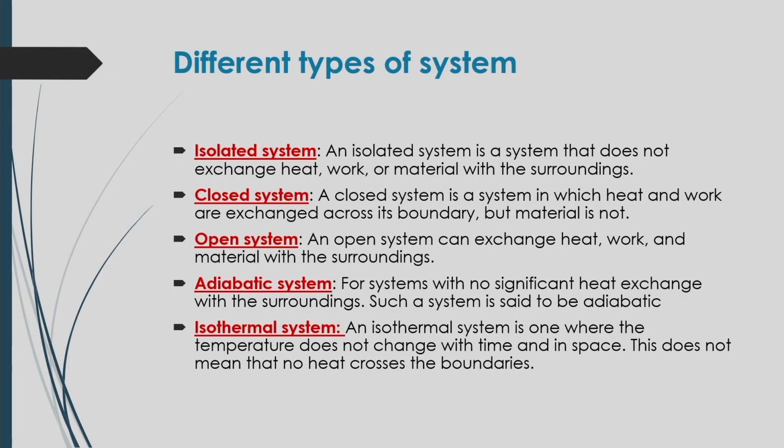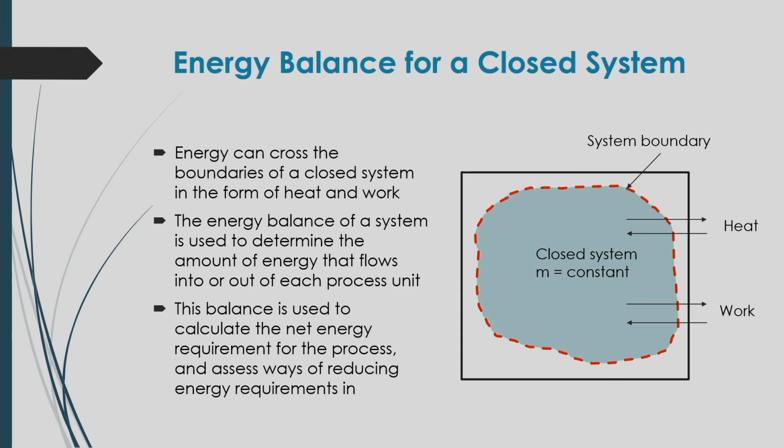In adiabatic systems, no significant heat exchange with the surroundings happens, and such systems are sometimes said to be adiabatic. Whenever a system is operated at a constant temperature, at a certain time and for particular spatial coordinates, heat crossing the boundary will not happen. In that case it will be regarded as an isothermal system.